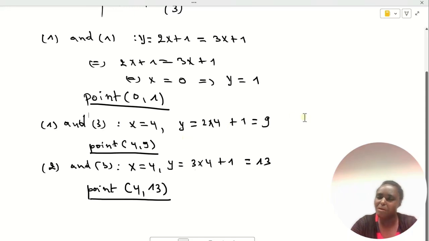And in question number B, they want us to sketch these lines. Oh my God, am I going to be able to sketch?